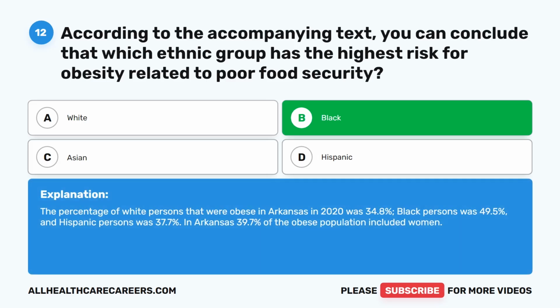Black. The percentage of white persons that were obese in Arkansas in 2020 was 34.8%. Black persons was 49.5%, and Hispanic persons was 37.7%. In Arkansas, 39.7% of the obese population included women.